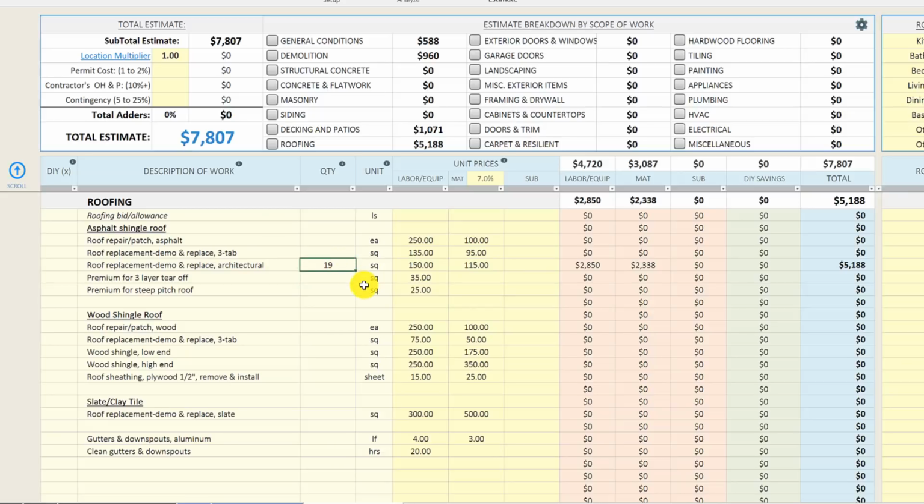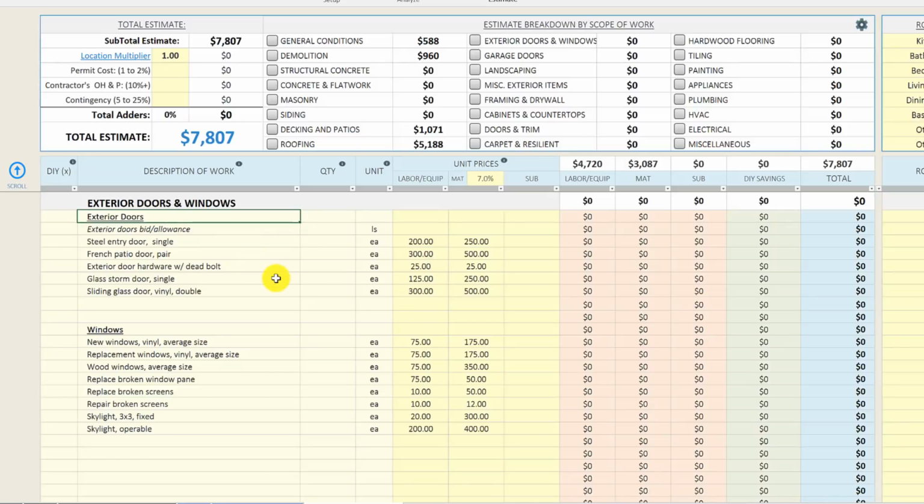So again, you want to find out how many squares of roofing you're going to need, which is 100 square feet per square, and then multiply that by 1.25 just kind of to factor in the slope and overhangs and stuff like that, and then that should give you a good quantity for what the squares will be, and then you can use that to calculate your roof budget there.